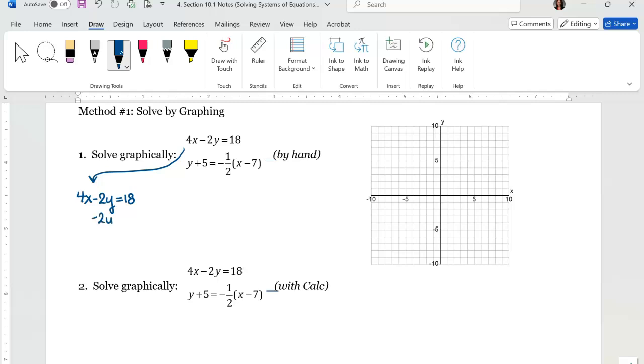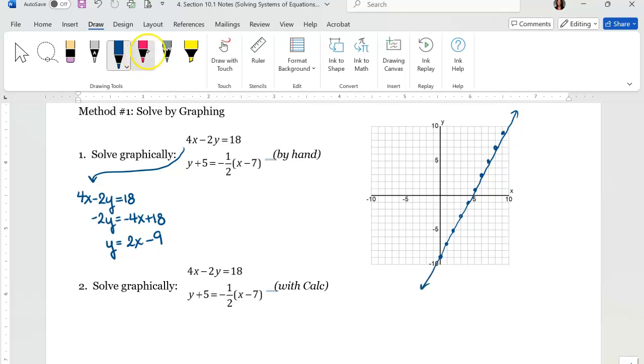So I'm going to change this into slope-intercept form. So doing this and then dividing by -2. So in slope-intercept form, this is going to be the equation y = 2x - 9. So y-intercept is -9, up 2 over 1, and I am going to keep going up 2 over 1 through the whole graph just to be sure that I've got my line as accurate as possible. I don't know exactly where the intersection is going to be.